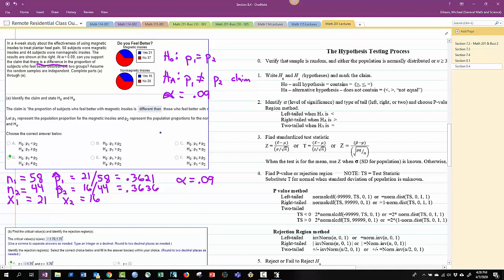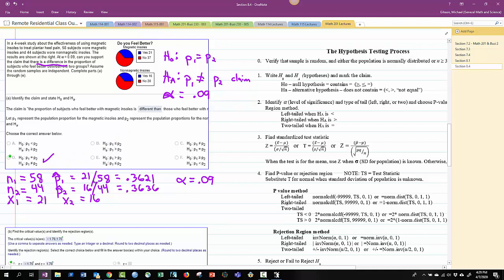All right. So we come down here. Identify the claim and state it. So they just have this thing where we state it in words. Restate in words what they said up above. The claim is the proportion of subjects who feel better with magnetic soles is different than those who feel better with, and it cuts off here, but it says non-magnetic soles. All right. So then the question now is what are the hypotheses? And it's equals and not equals. So that's this one here.